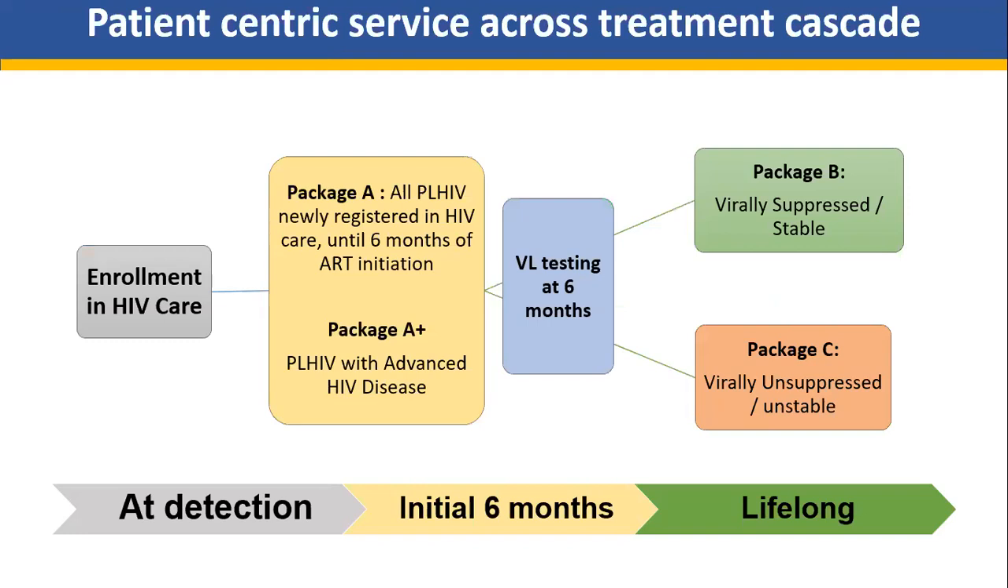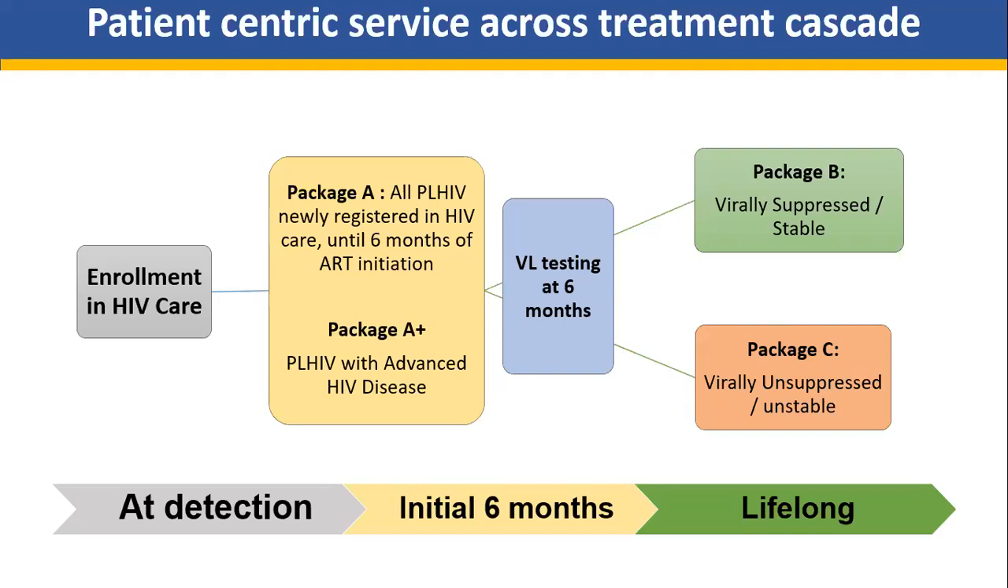So, patient centric services across the treatment cascade. By this we have different packages which can be considered for patient centric differentiated care. This consideration is based on whether the patients are newly initiated on ART with a duration of less than 6 months, or whether they have advanced disease, or whether they are virally suppressed or stable patients, or virally unsuppressed, or clients who are likely to be missed or lost to follow up.